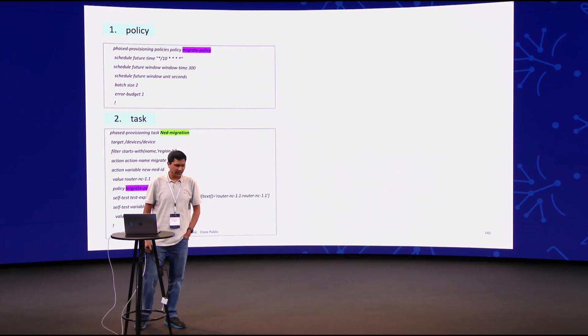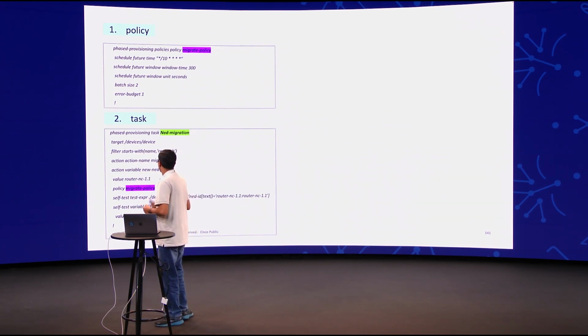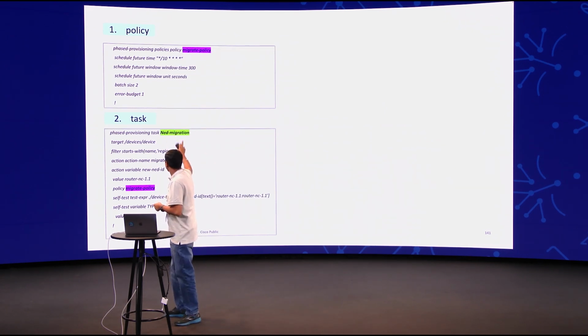The task you create is like this. The target is the device's device, and you want to only select the devices that are starting with the region B. And the action you want to run is the migrate action, and the action takes some variables, which are new net AD and new net version. And the policy is referring to the above policy.